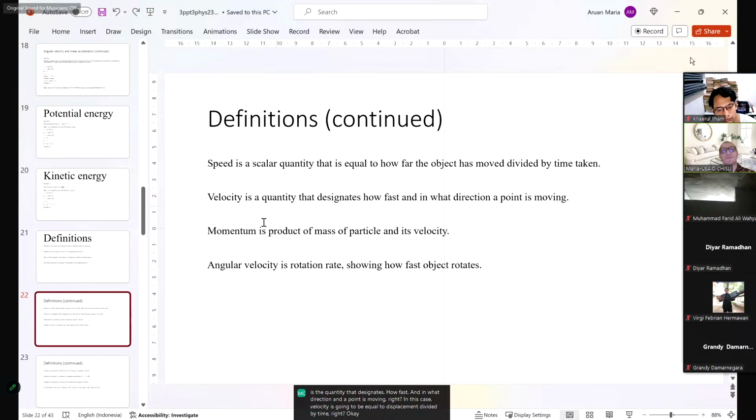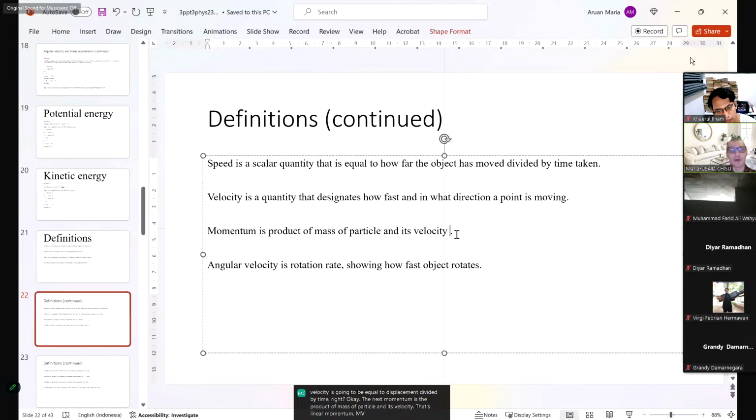Okay. Next, momentum is the product of the mass of a particle and its velocity. That's linear momentum, mv. So I write m times v, mv, linear momentum, yeah? Angular velocity is the rotation rate showing how fast an object rotates. This is omega, remember omega. Omega is equal to linear velocity divided by the radius of rotation. Okay.